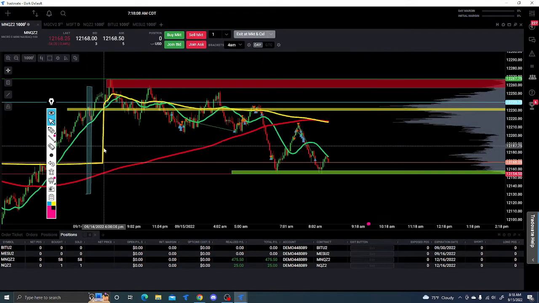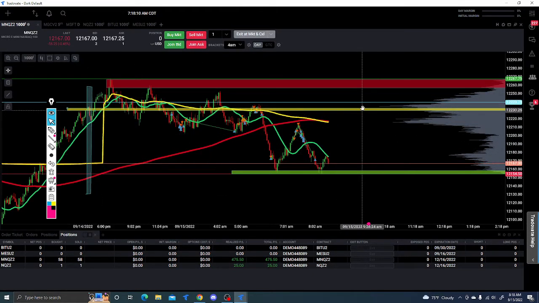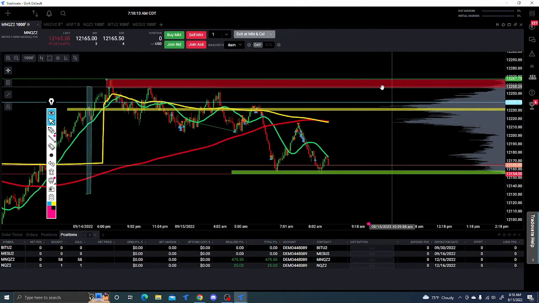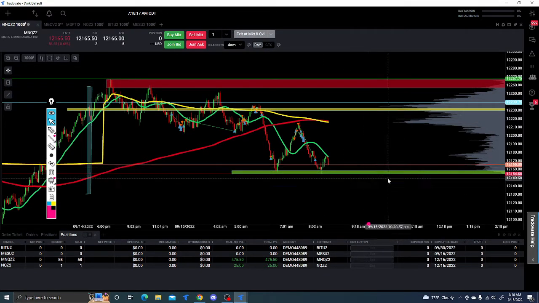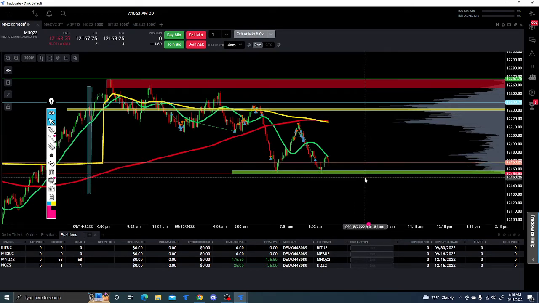Okay, so now we have marked off yesterday's close in yellow. Okay, we have overnight high in red for resistance, and we have the overnight low. Now that could change by the time we hit 8:30, all right?